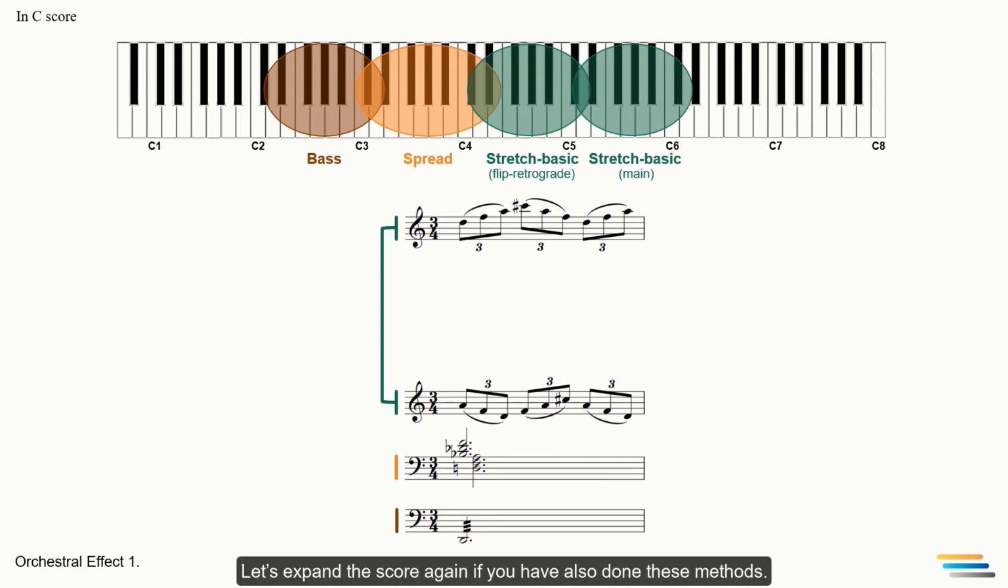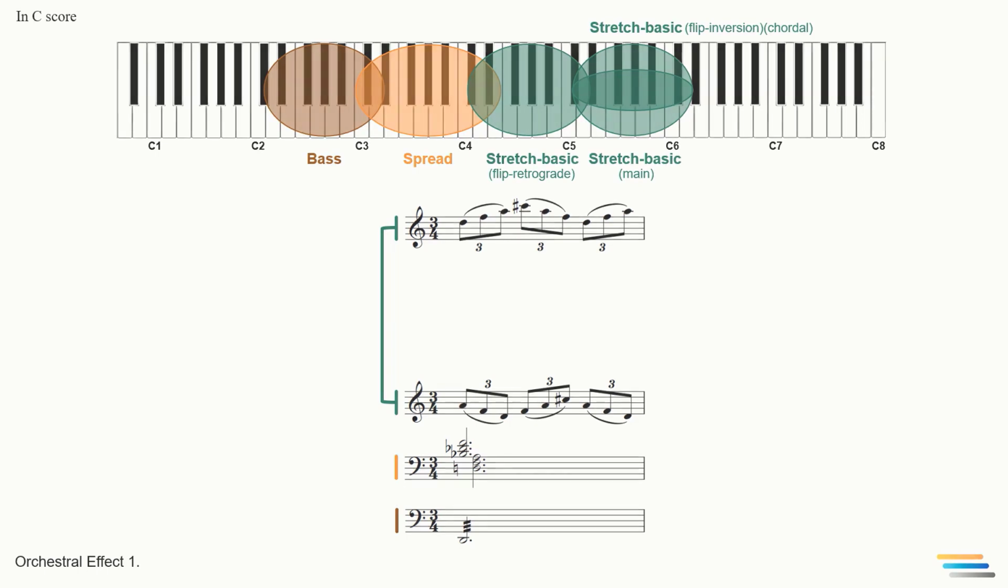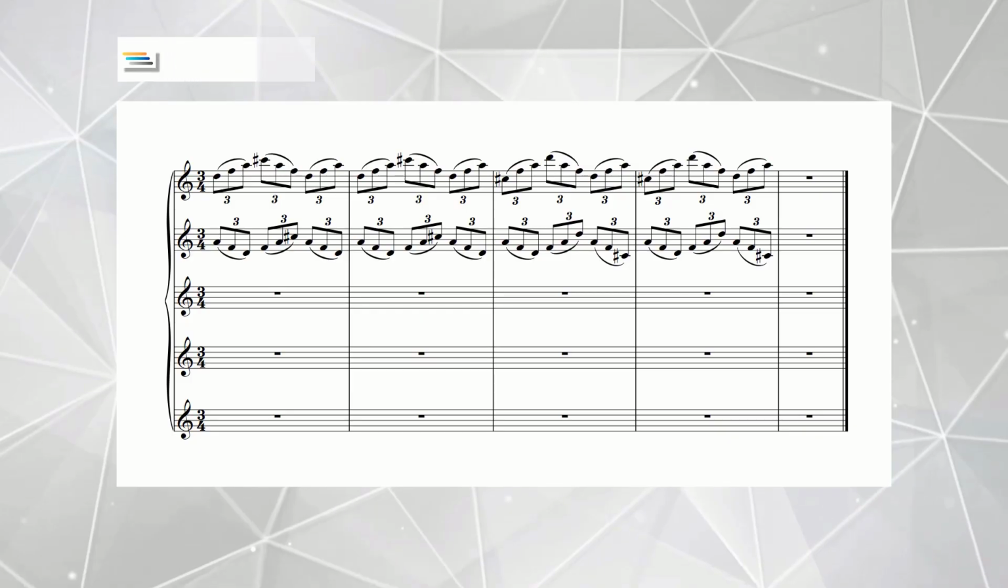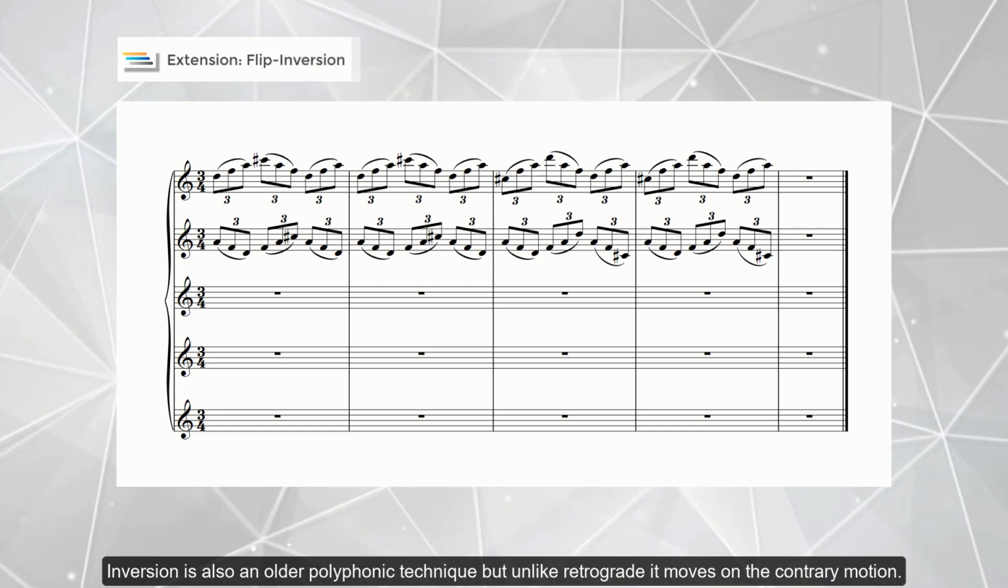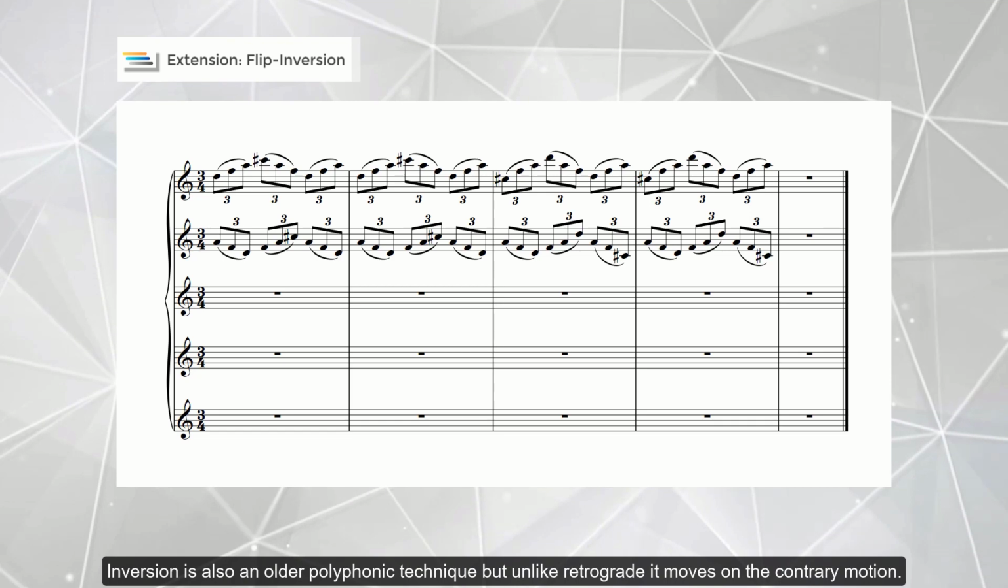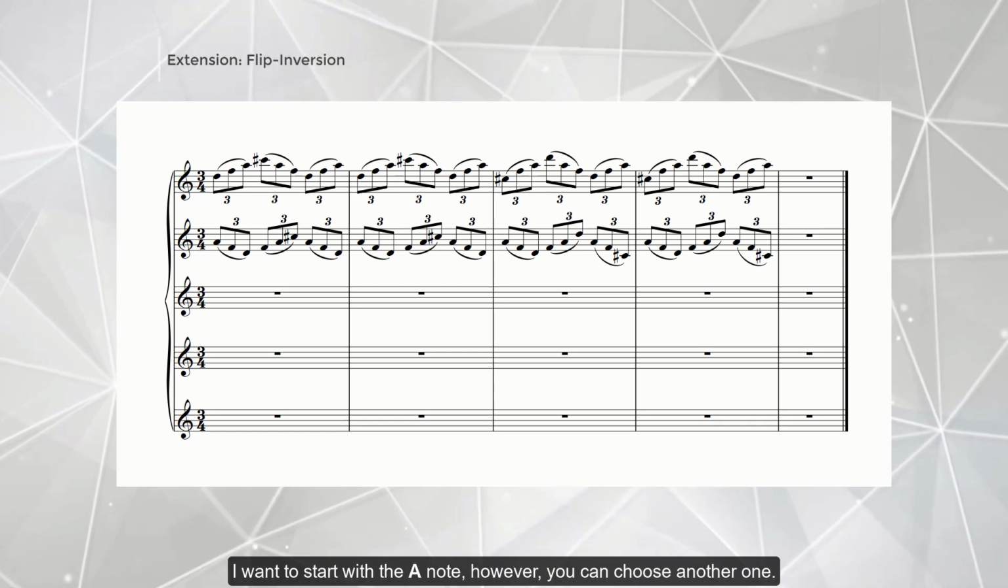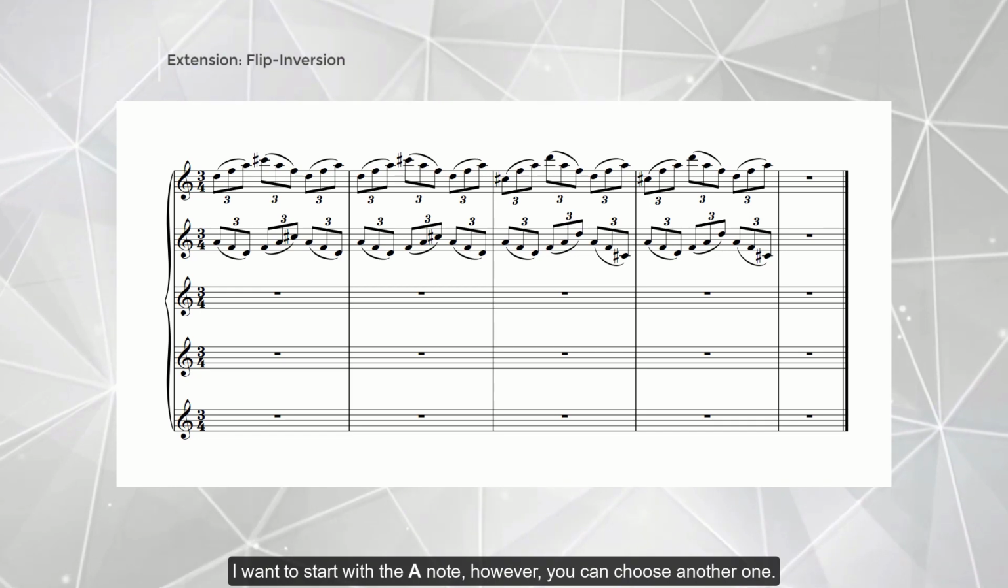Let's expand the score again if you have also done these methods. The number of the figure can be increased with inversion and chordal extensions. Inversion is also an older polyphonic technique, but unlike retrograde, it moves in contrary motion. I want to start with the A note, however, you can choose another one.